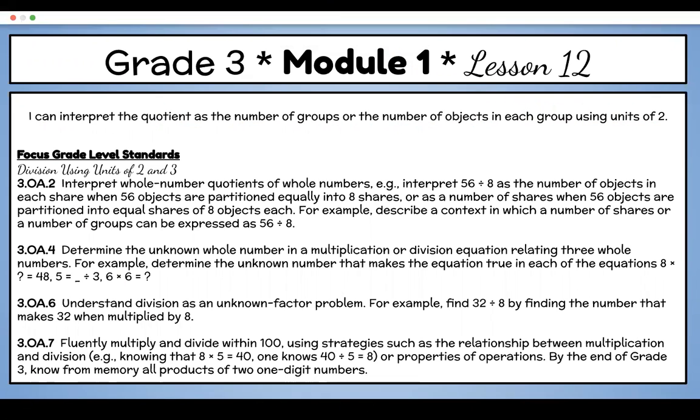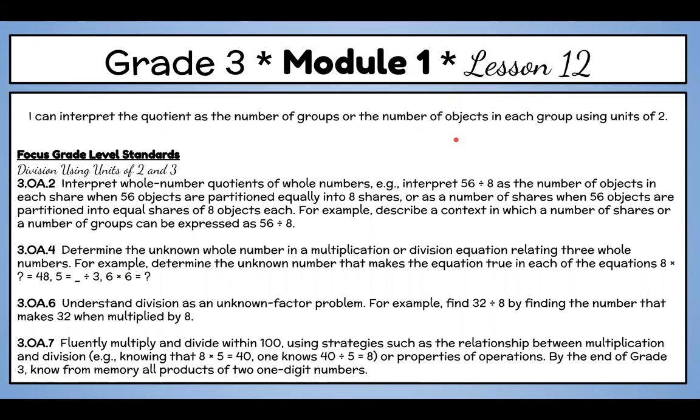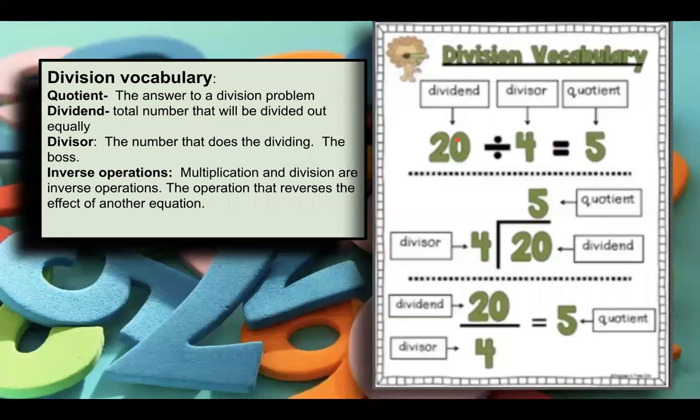So before we begin, we really should go over a little bit of the division vocabulary. The first word you need to remember is quotient, and that is the answer to a division problem. The next word is dividend, which is the total number that will be divided out equally. That's in the front here when it's set up like this, or it's underneath the house.